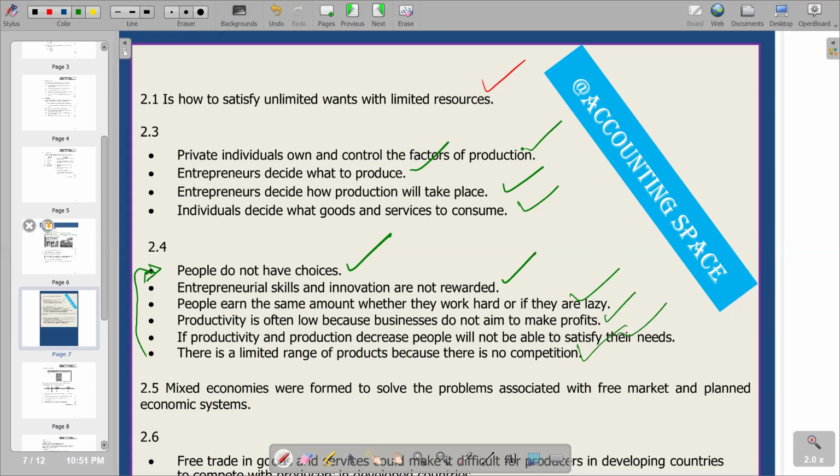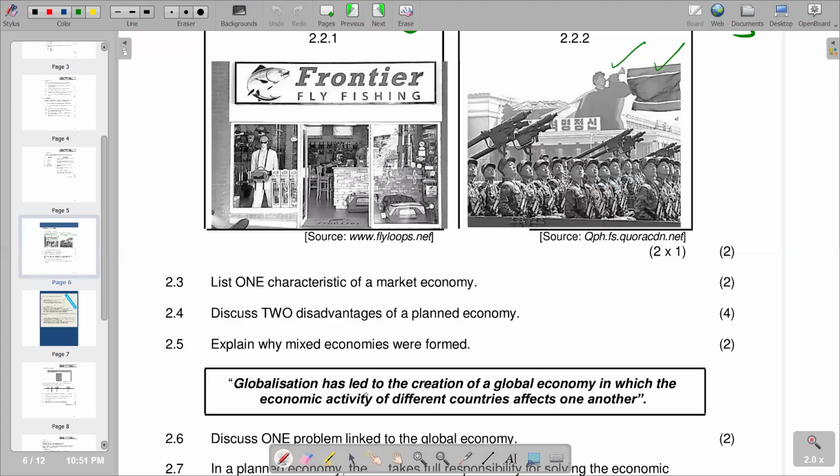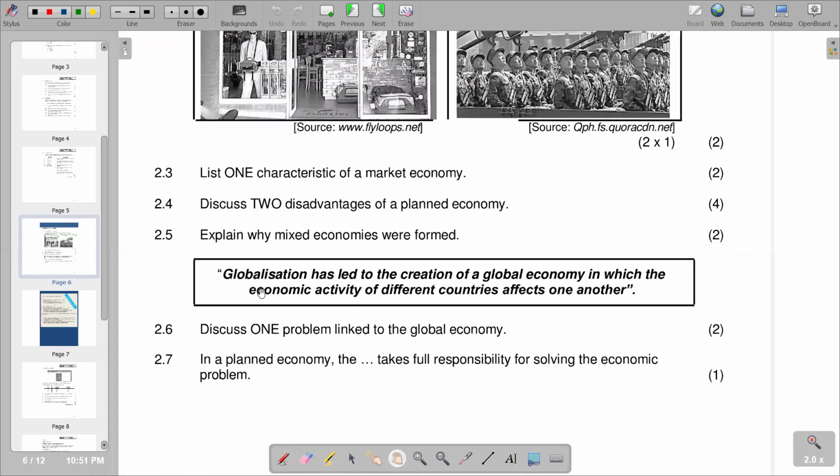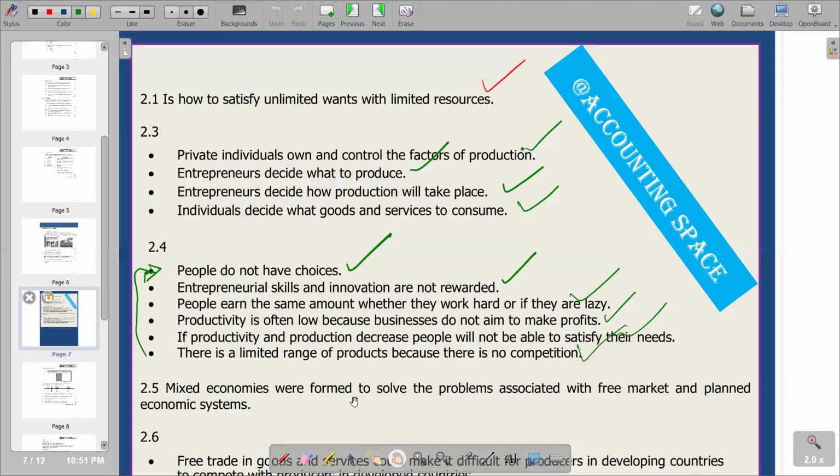We go to the next part of our question, which reads, explain why mixed economies were formed. So we're given an extract there that reads, globalization has led to the creation of a global economy in which the economic activity of different countries affects one another. First question is saying, discuss one problem linked to the global economy. Remember, the global economy, we are talking about the world economy. That's the global economy. So what problem do we have that is linked to the global economy?